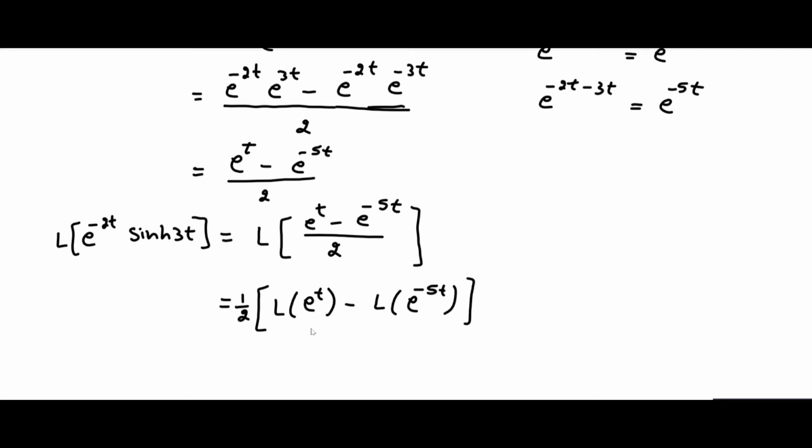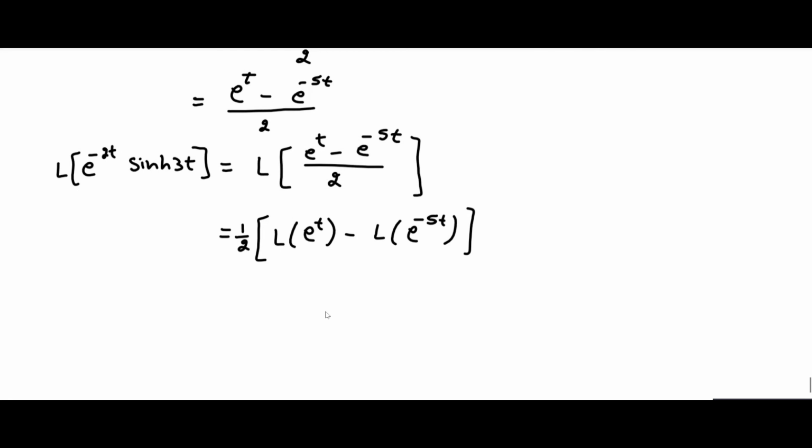So once again, using the same formula that I have given you earlier, this will be equal to 1 by 2. Guess it, how much? If your guess is s minus 1, then you are right. Minus, what will be the next value? s plus 5. If you wrote s plus 5, then it is right. So we have got this solution: 1 by 2 times 1 by s minus 1 minus 1 by s plus 5.